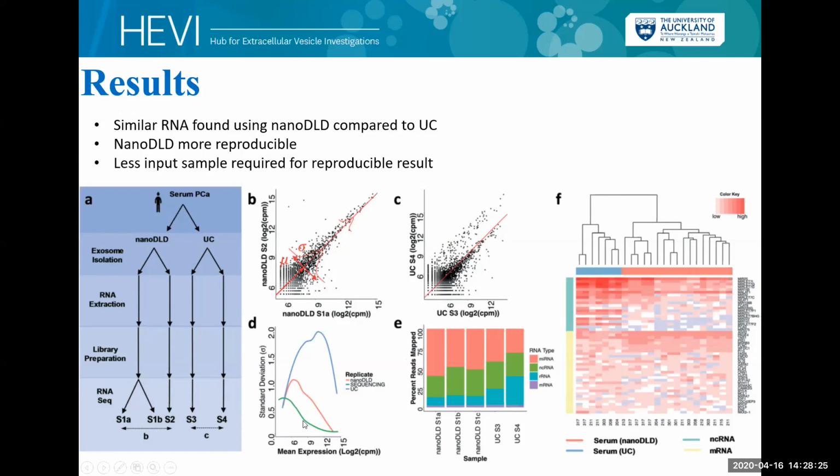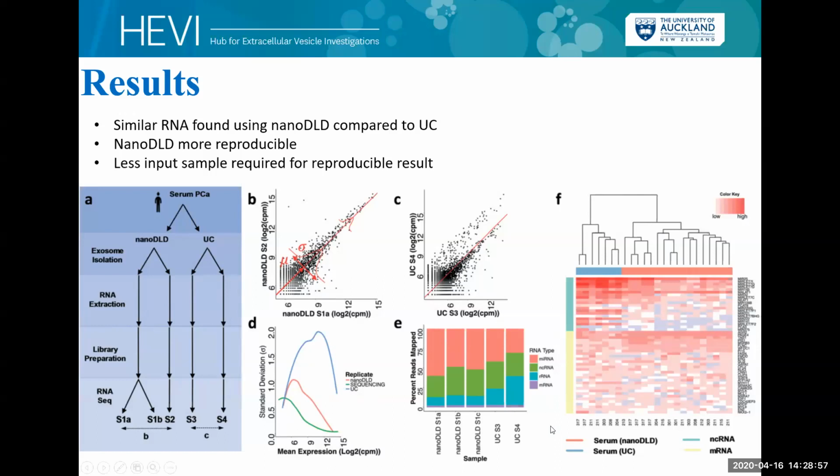Green here is just the variance within sequencing the same sample twice, so you can see there's already some variance inherently. The nano-DLD is above that, and then ultracentrifugation is quite a bit higher. They didn't really go into what may have caused that. There's a lot of things that could be happening there, like not cleaning the tubes properly, or pipetting differently when you're resuspending the pellet. But it is quite interesting how reproducible the nano-DLD system was.